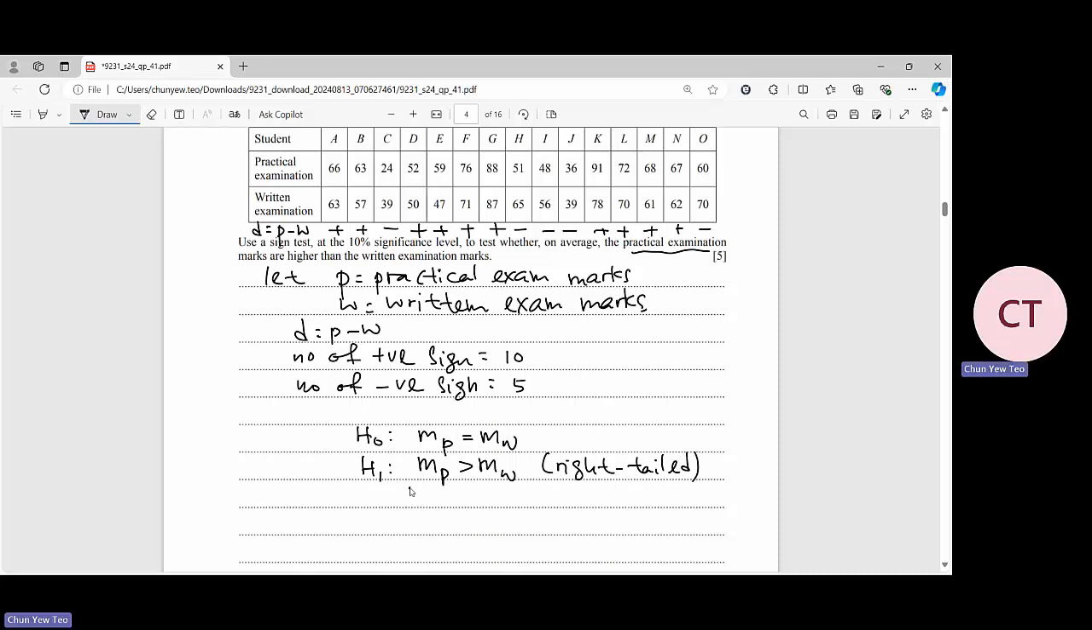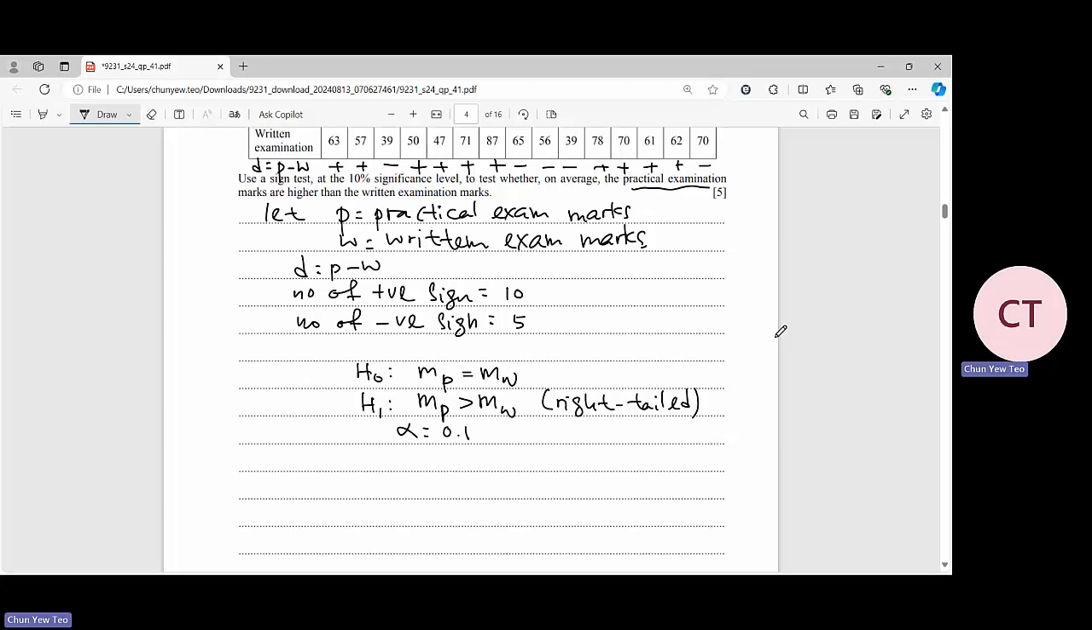Okay, now the alpha given is 0.1, the significance level. For the sign test, we will use the p-value approach to do the hypothesis test. So first of all, we need to form the binomial distribution. You have 15 of them, and the chances to get positive and negative are equal, half.